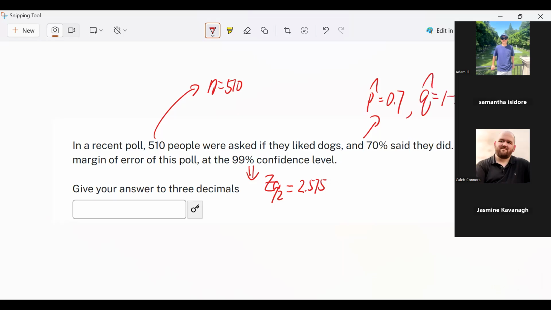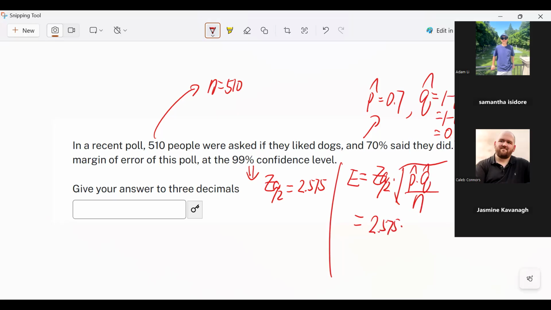Exactly. So p-hat is 0.7, so q-hat is 0.3. So the margin error here is E equals the z-score times the square root of p-hat times q-hat over the sample size. It's 2.575 times the square root of 0.7 times 0.3 over 510.